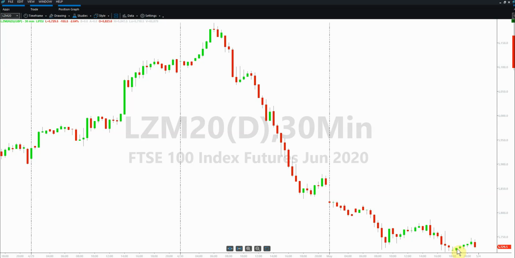This doesn't look very promising. The retracements are very small. It looks extremely bearish to me, so that's one to watch going forward.